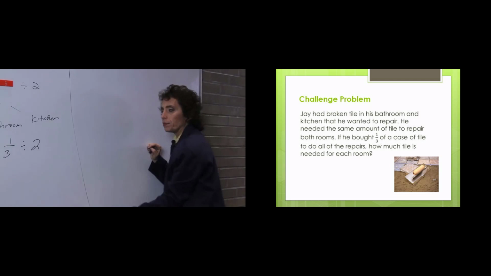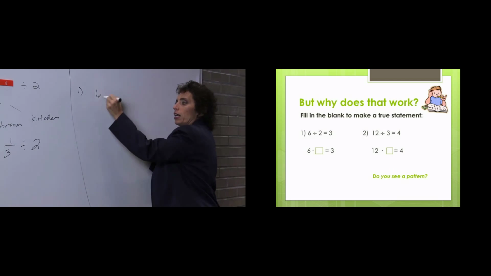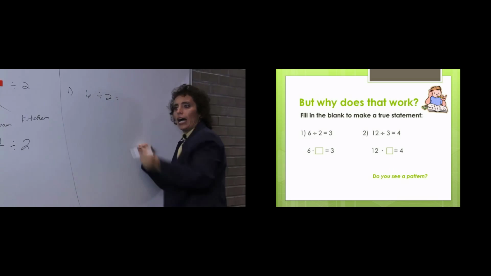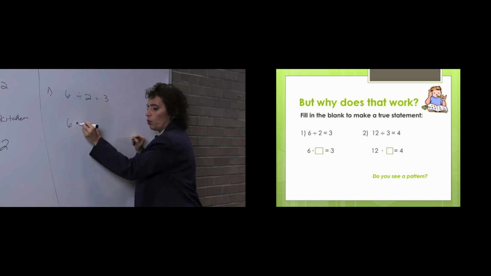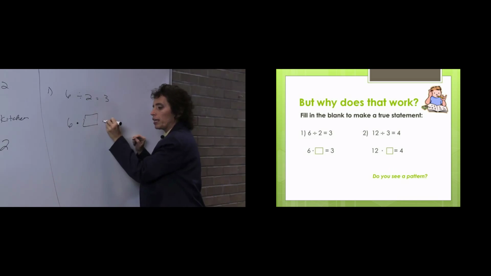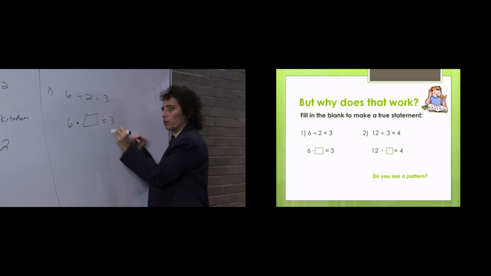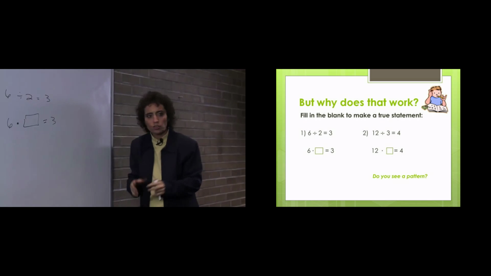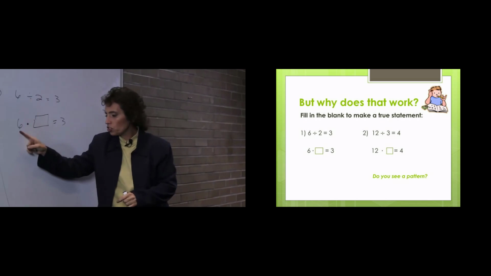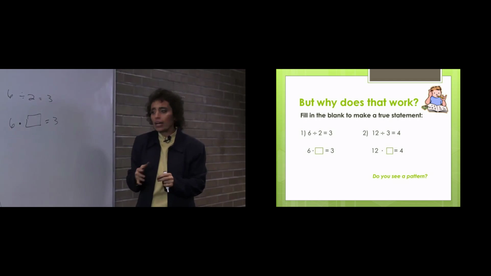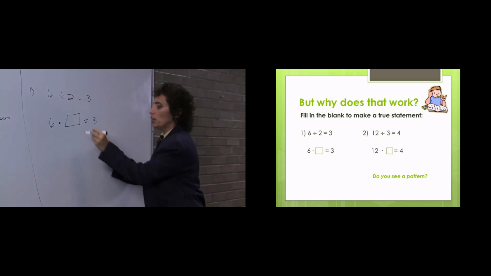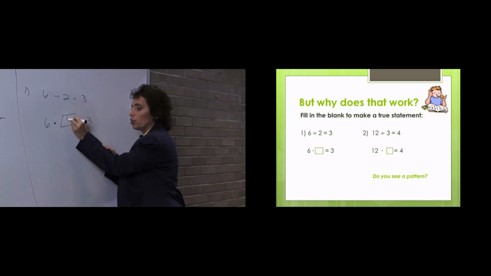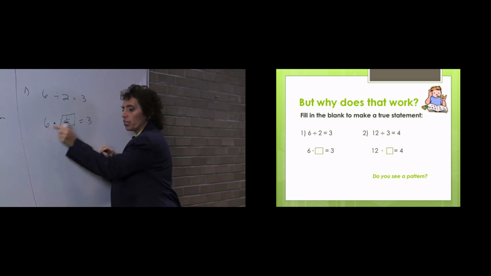So let's look at the following. Let's say I have 6 divided by 2. I know that's 3. Well, I'm wondering, what number can I multiply by 6 to give me 3? Just think about this for a minute. What could I do with 6 to get 3? Well, if I have 6 and I want 3, I could take half of 6 to get 3. And remember, of means to multiply. So half of 6 equals 3.